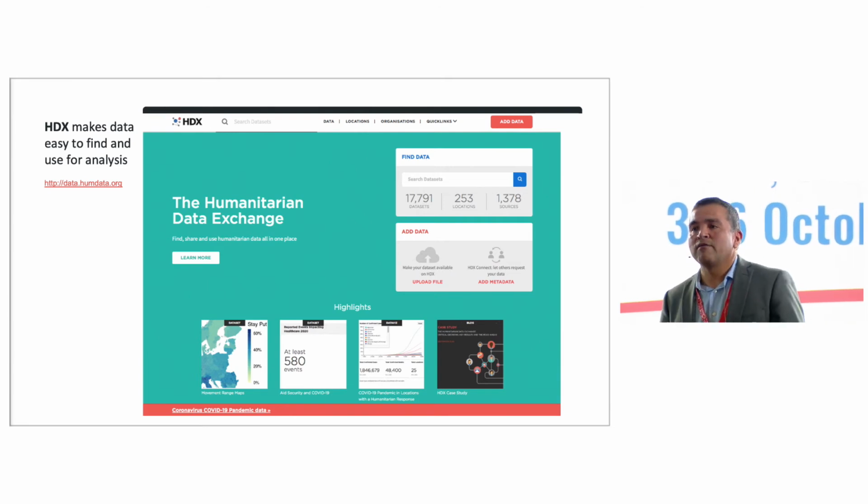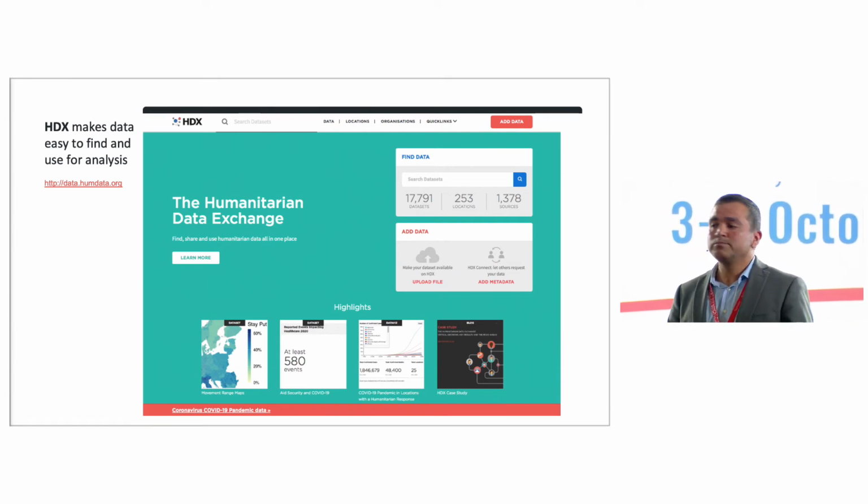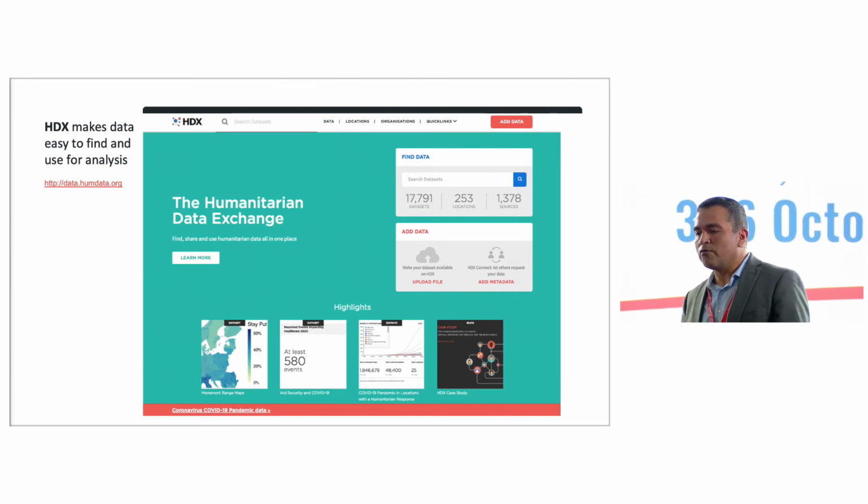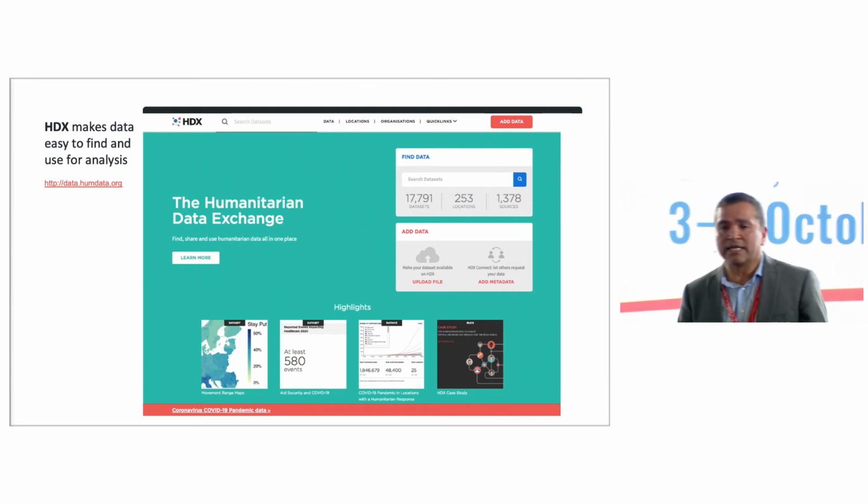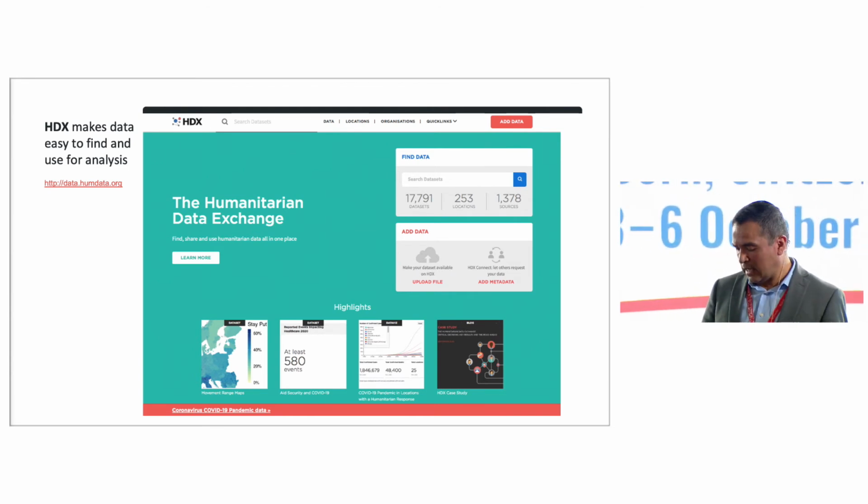But also we have journalists coming to the platform. There are also a good group of analysts looking for data, and also data scientists that want to do their modeling and analysis.